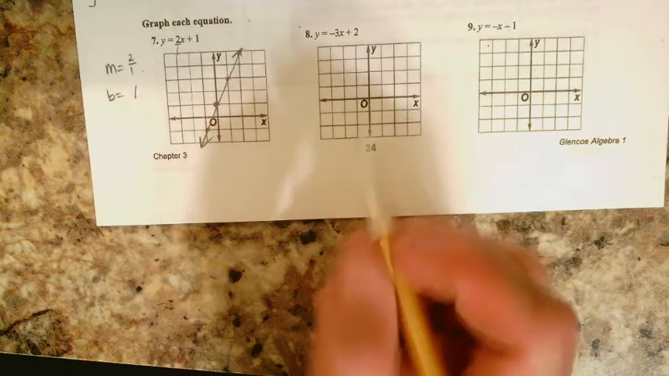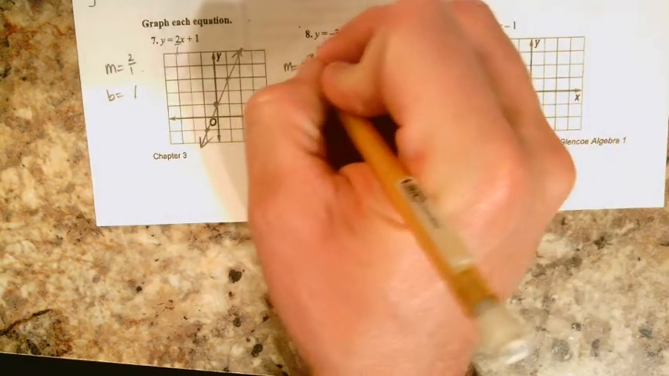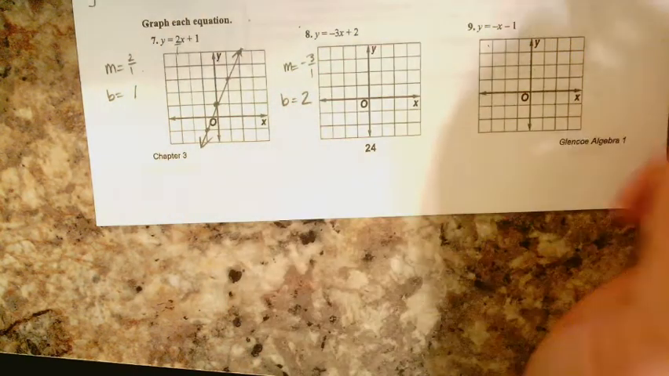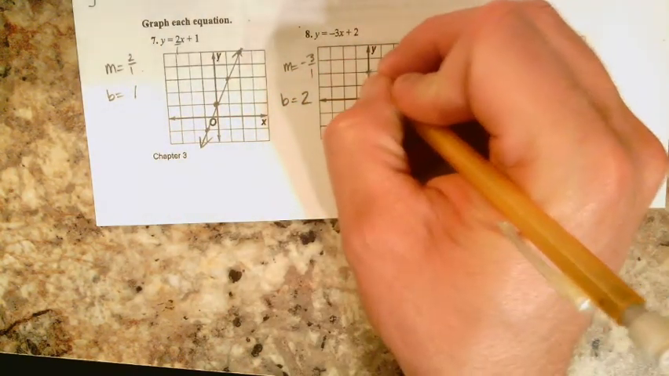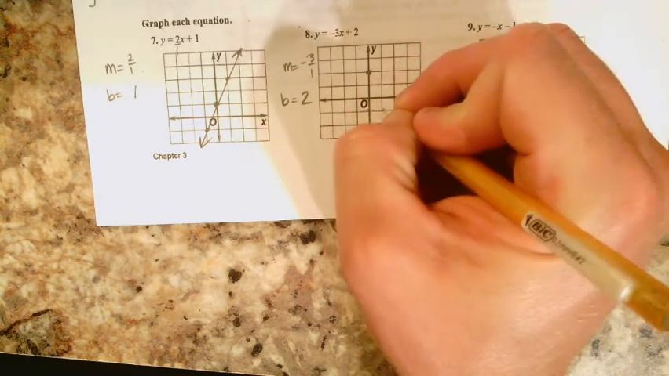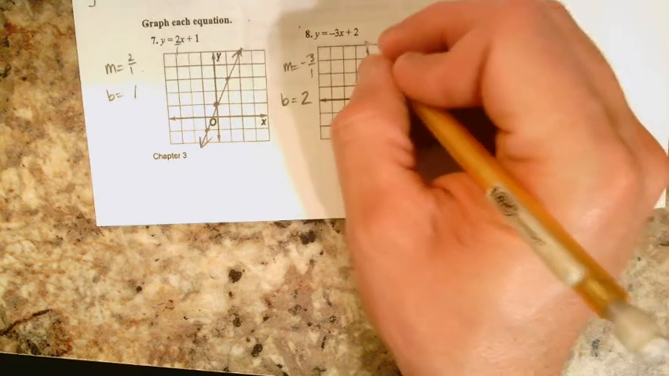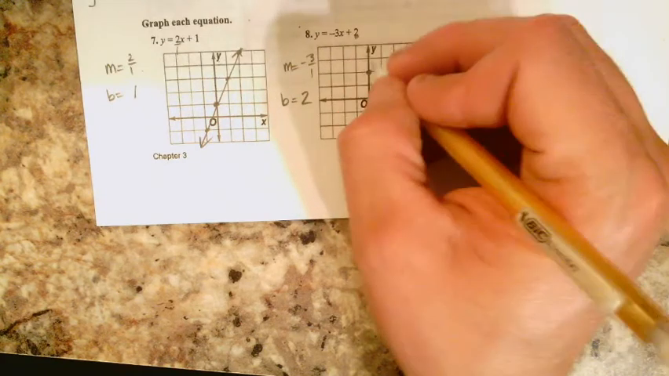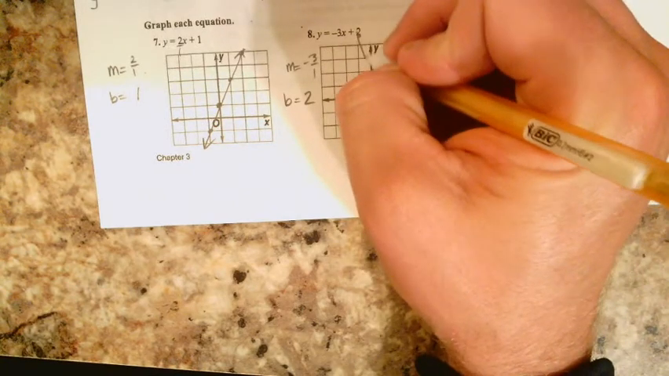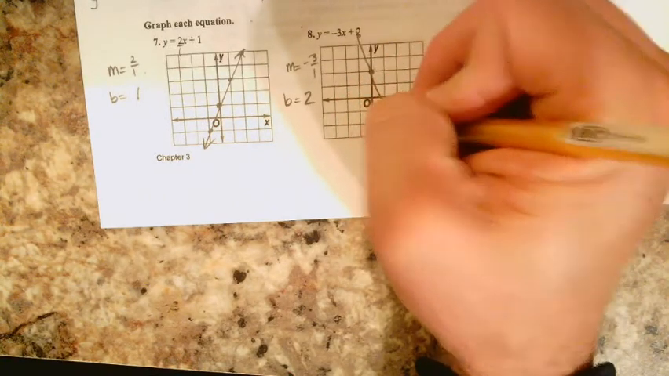For the next one, the slope is -3 over 1 with a y-intercept of 2. So I'm going to go up 2. And I can go down 3, right 1, or I can go up 3, left 1. All of these spots here would include this line right there.